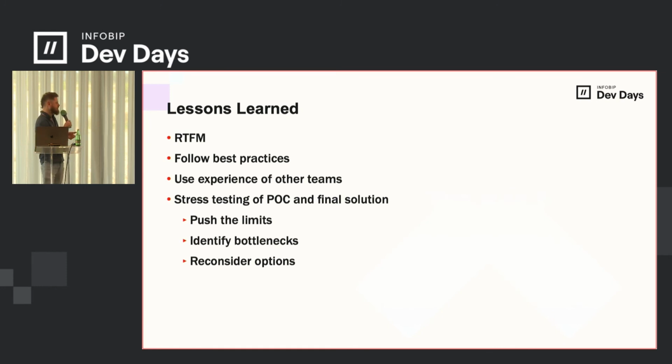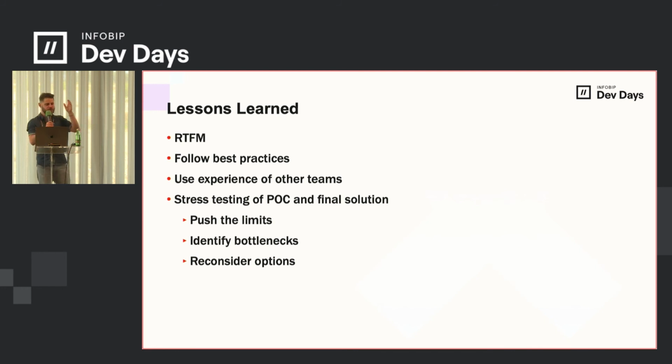RabbitMQ documentation is pretty good. It's pretty accessible, so read it. It's interesting in some cases. Try to follow best practices, obviously, and try to use the experience of other Infobip teams. We consulted with other teams, but our use case was unfortunately a little bit different from the others. And lessons from stress testing: try to push the limit, even if you have to do it on I/O. Try to request as much resources as possible.